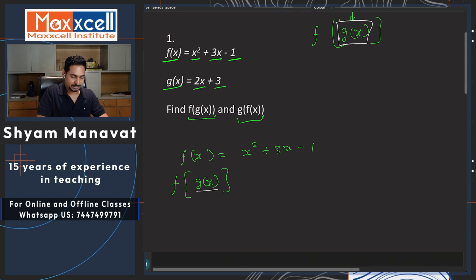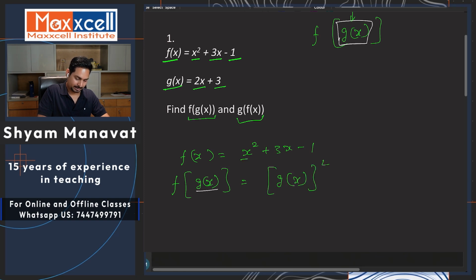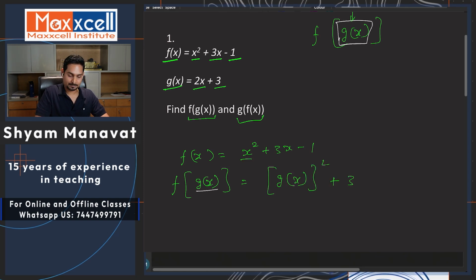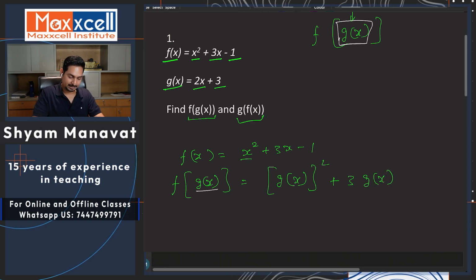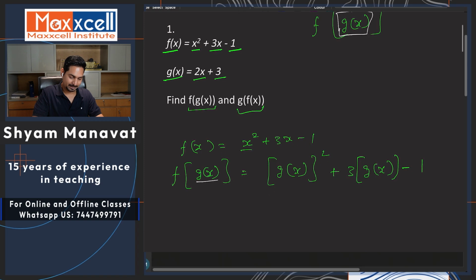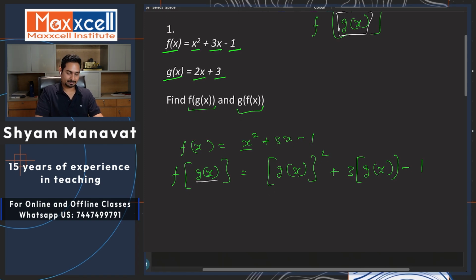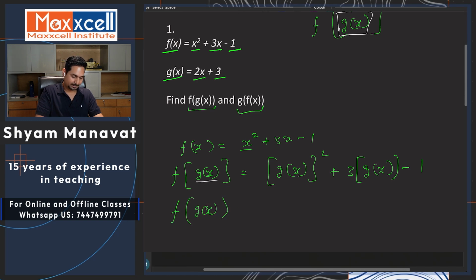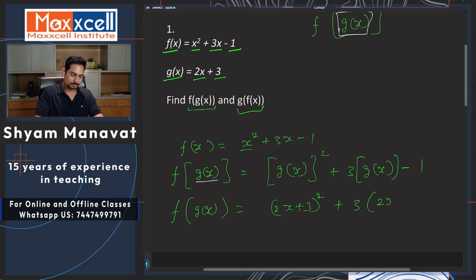Now, if I substitute g of x at the place of x, तो हमें क्या मिलने वाला है देखते हैं. So here you have g of x का square, okay, this is x square, right, plus 3 of g of x, okay, and minus 1. ठीक है. Now, what is the expression? What is the value of g of x? That is nothing but 2x plus 3. Substitute कर दो. So f of g of x you are getting as 2x plus 3 whole square plus 3 into 2x plus 3 minus 1.